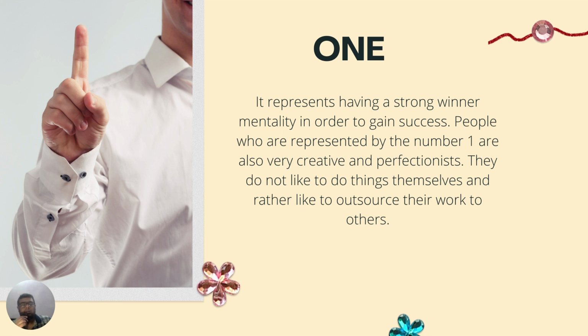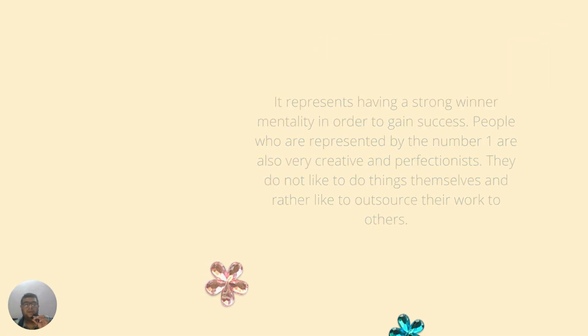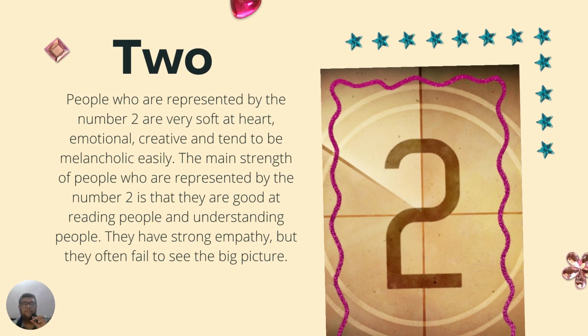See, the planet sun is connected to number 1, and sun is a royal planet. It is the king among all the 9 planets in astrology. So these people also have this feeling of royalness. They want to rule, they want to dominate. These are some of the features of name number 1.